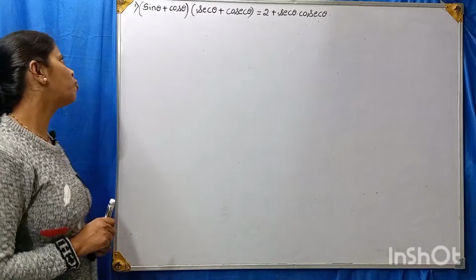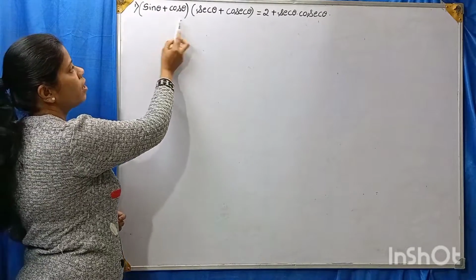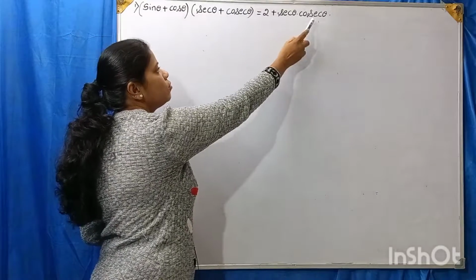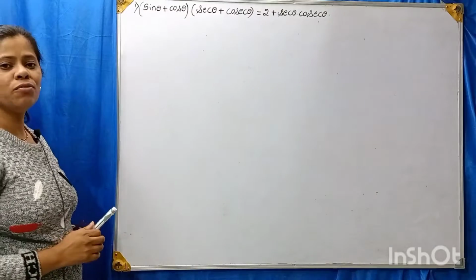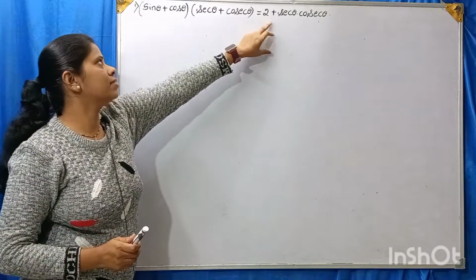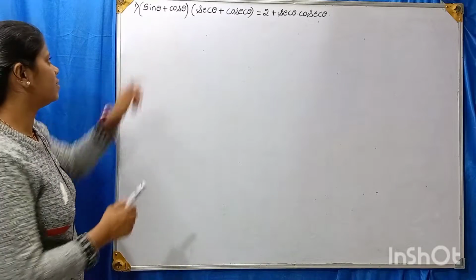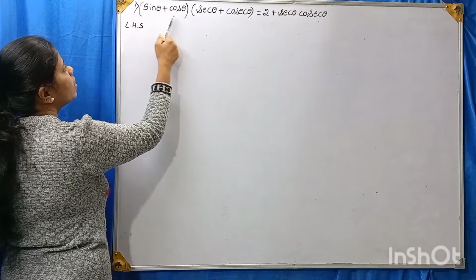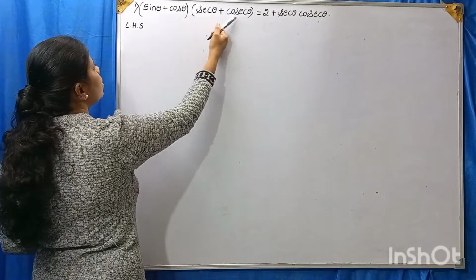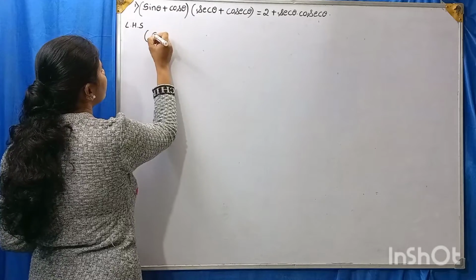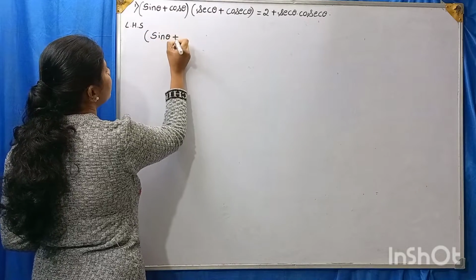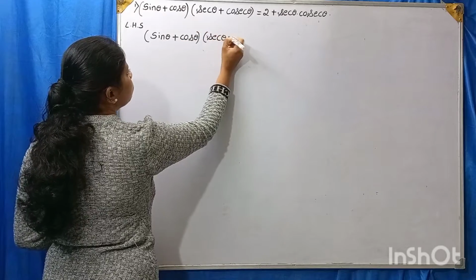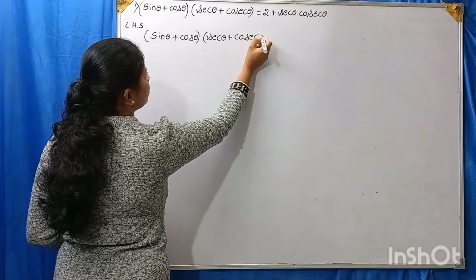Now let's solve this problem. (sin theta plus cos theta) into (secant theta plus cosecant theta) is equal to 2 plus secant theta into cosecant theta. We have to prove that LHS is equal to RHS. First, let me write the LHS. What is LHS? (sin theta plus cos theta) into (secant theta plus cosecant theta).